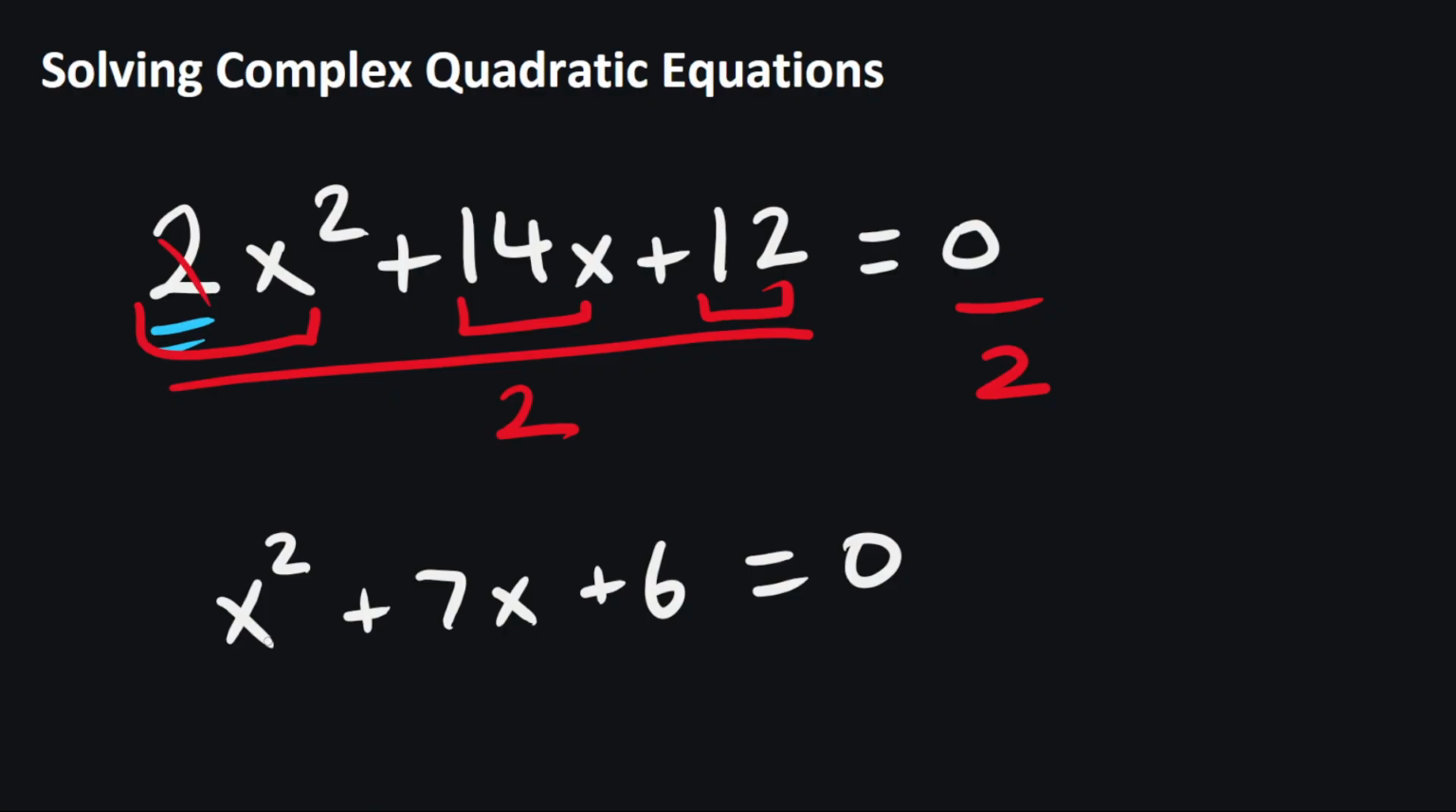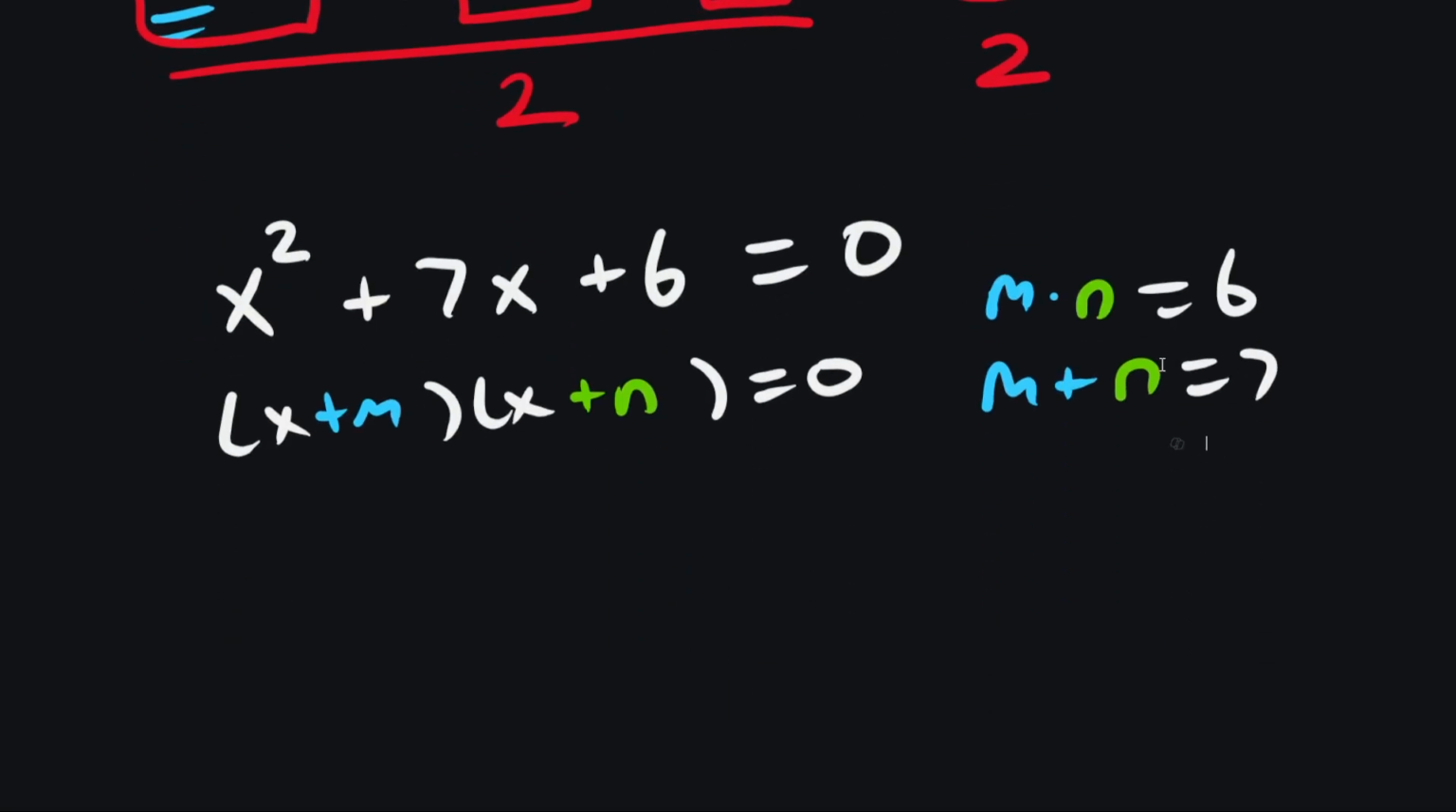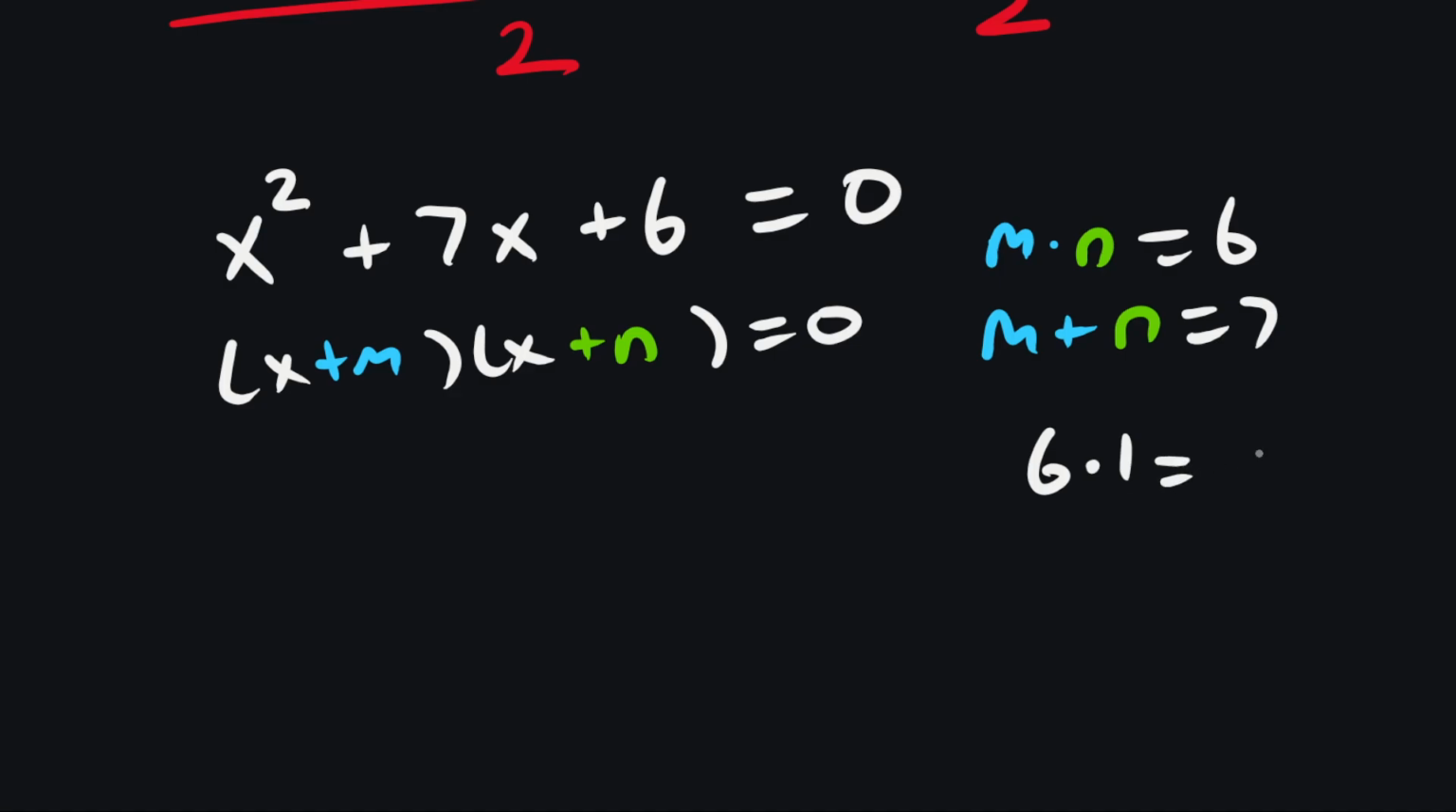And there we go. Now we have a quadratic equation where a equals 1. See, there's no number in front of the x squared, so that's 1 now. And then we can go ahead and find two numbers, m and n, so plus m and plus n, where m times n equals 6, and m plus n equals 7. Just to go through this quickly, 6 times 1 equals 6, and 6 plus 1 equals 7. So we can use 6 and 1 as m and n.